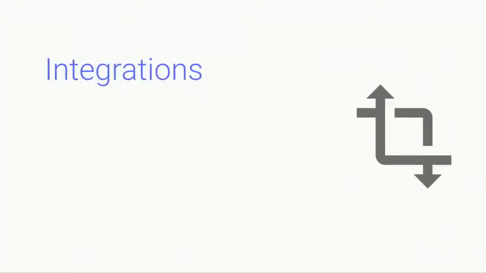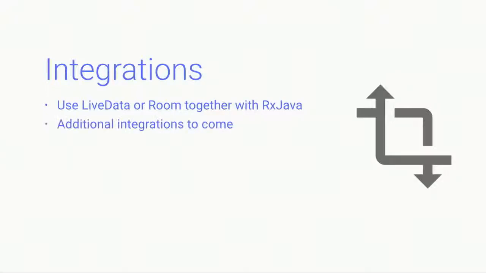So you can use what you have and start to integrate architecture components where they make sense. For example, if you're happy with RxJava, but you really like the lifecycle-aware component stuff that you just showed, so that you have these self-sufficient components, you can use LiveData together with RxJava. So you can get all the power of RxJava operators, and now it's lifecycle safe, so kind of the best of both worlds. And we've got additional integrations to come.